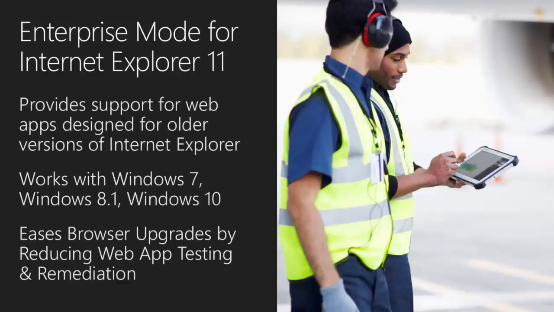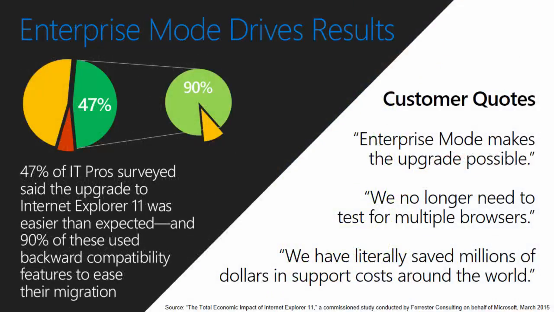Now, enterprise mode for IE 11 works with Windows 7, 8.1 and Windows 10. Again, you'll see that Windows 8 isn't listed here because Windows 8 doesn't support IE 11. It only goes up to Windows 10, and as we've already mentioned, Windows 8 has already reached end of support. As we've already discussed as well, the idea here is to ease the browser upgrade process by reducing web app testing and remediation. So you can just drop things into a compatibility mode on the client side and have that automated to a degree, rather than having to go through older websites and start trying to figure out what's going on in the code.